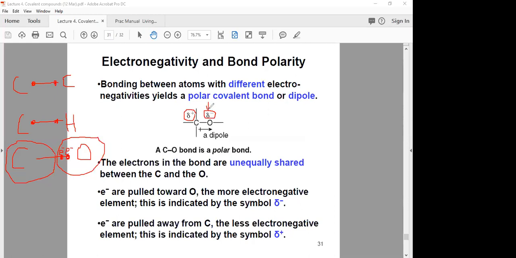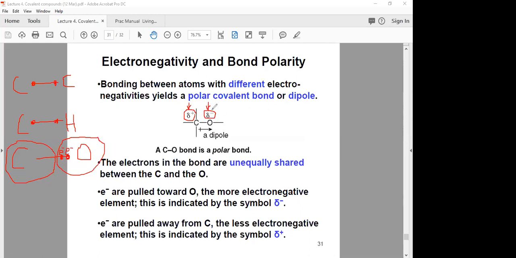This one here is referred to as delta negative. And this one here is referred to as delta positive. So think of those as very, very just partial charges exerted on the carbon and the oxygen as a result of the unequal distribution of electrons in that covalent bond.